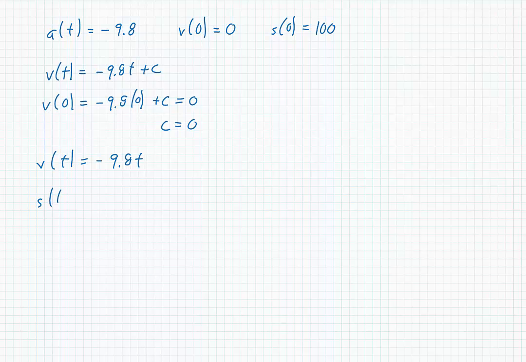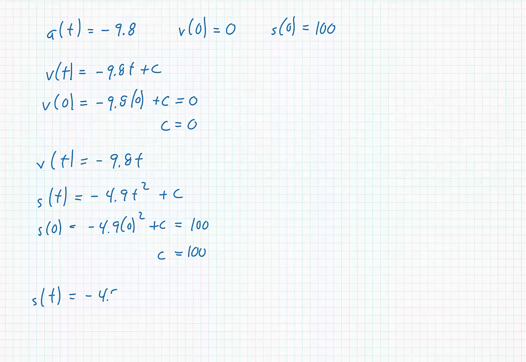The antiderivative of velocity is position. So s of t is going to be negative 4.9 t squared plus c. We know that when t is equal to 0, that's negative 4.9 times 0 squared plus c, and we're going to get 100 for our height. That says that c is equal to 100, and therefore s of t in this case is going to be negative 4.9 t squared plus 100.